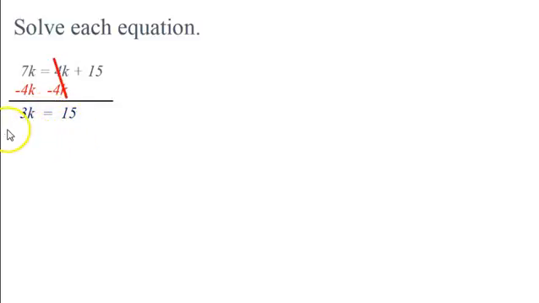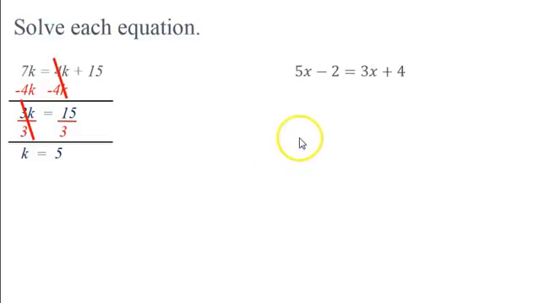So now, this is a normal equation that you guys have been doing. To get k by itself, we can divide by 3 on both sides. And this will cancel out. And we're left with k is equal to 5. My second example is 5x minus 2 is equal to 3x plus 4.